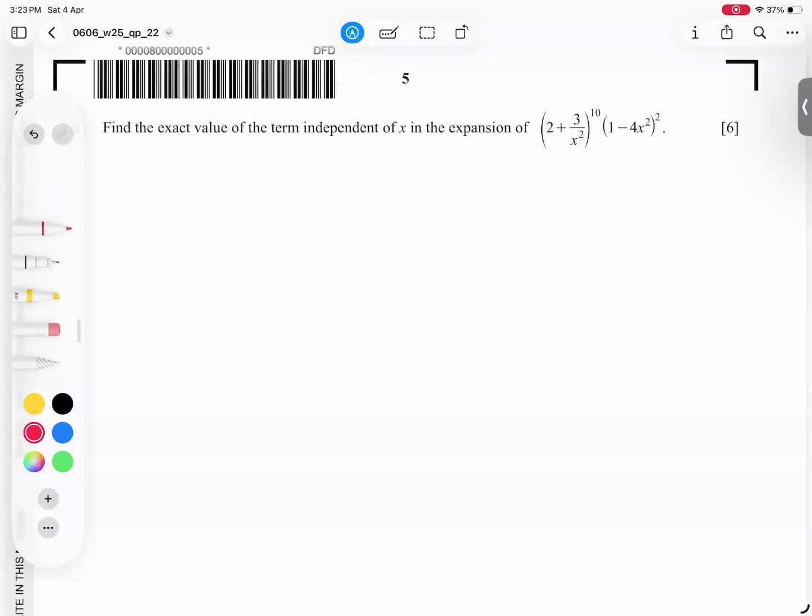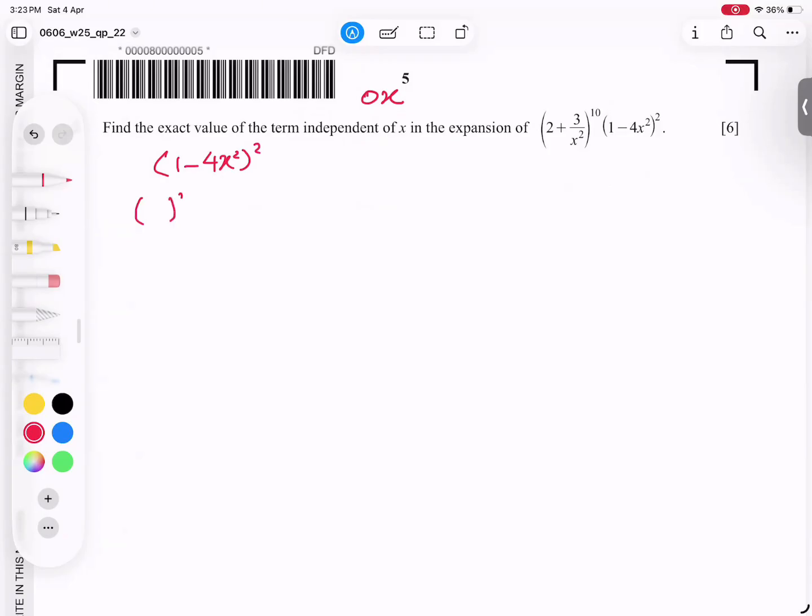Question number 3 we have: find the exact value independent of x term. Independent of x means there's no x, or you can say the x coefficient is 0. So first of all, I will expand this power 2. Is there anything hard for us? No, so I can apply the squaring identity.